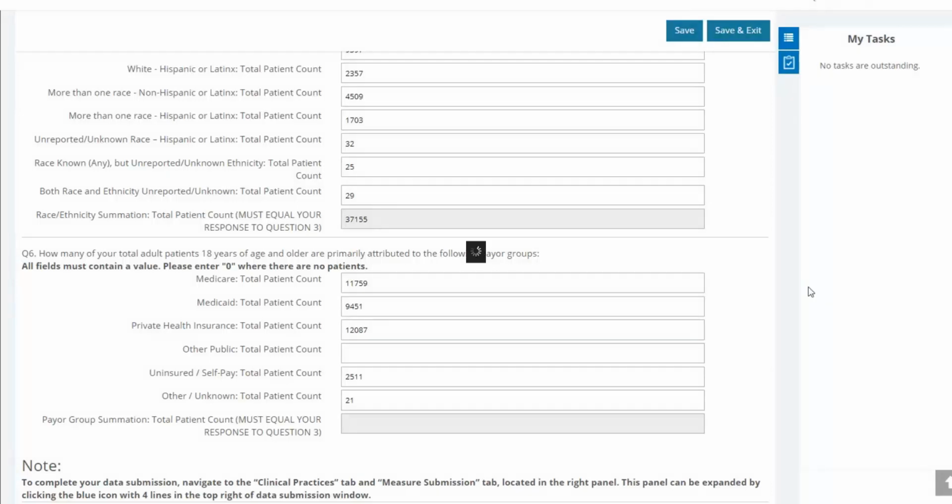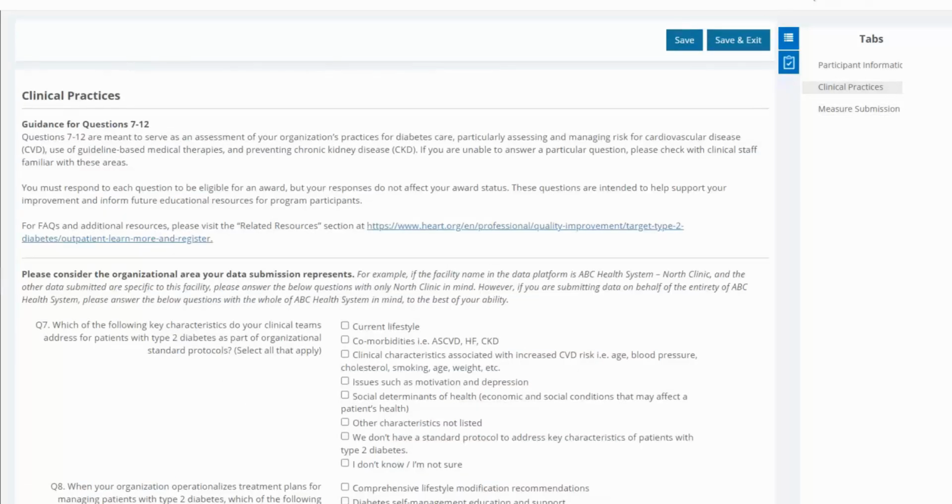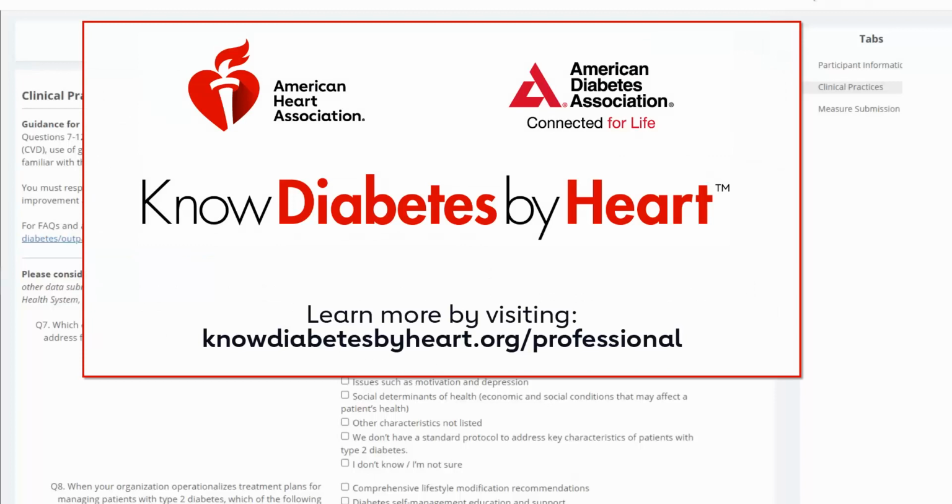So in order to fully fix this, I must eventually either revise question 3 or my payer group totals so they match up. Next up is the Clinical Practices tab, which we can find by clicking the tabs icon on the right. This is a new section. The parent program of Target Type 2 Diabetes, Know Diabetes by Heart, is entering a new phase and expanding its focus to include equity in care, accelerating team-based care models, and empowering individuals to be active participants in their care. Knowing and implementing the latest clinical guidelines is critical to supporting each of these goals.